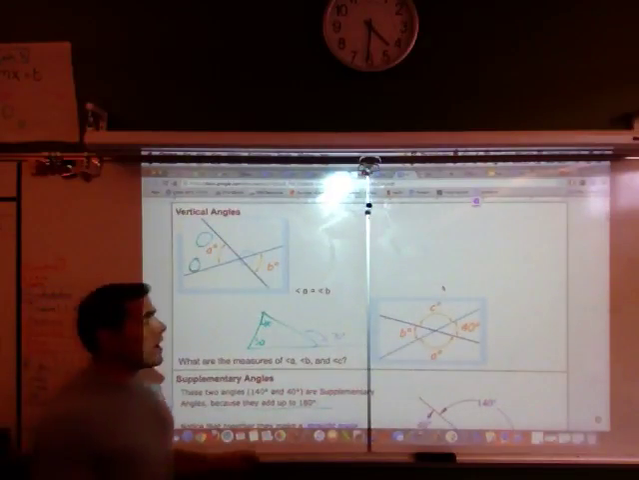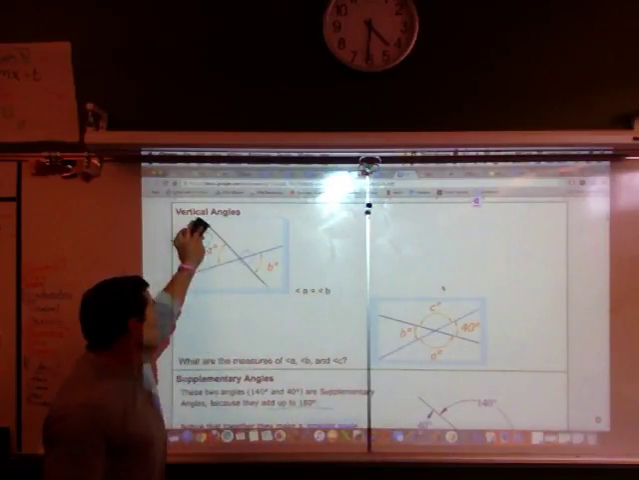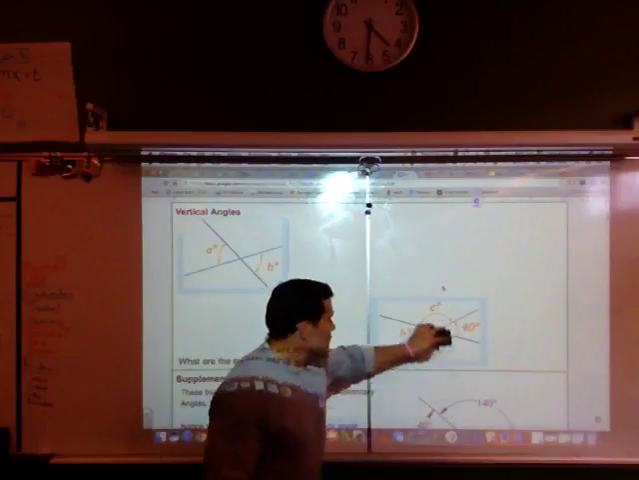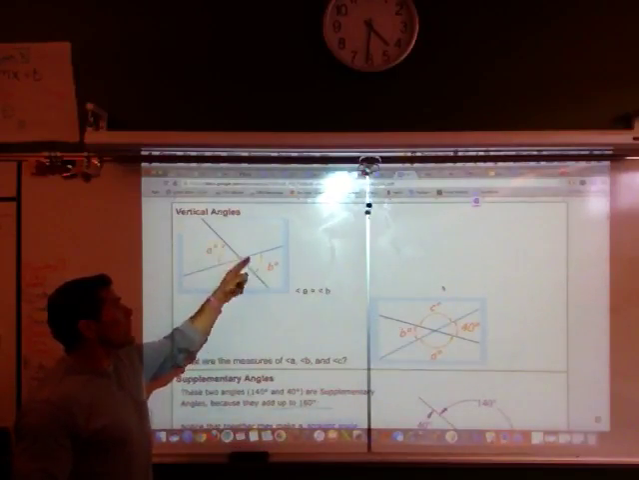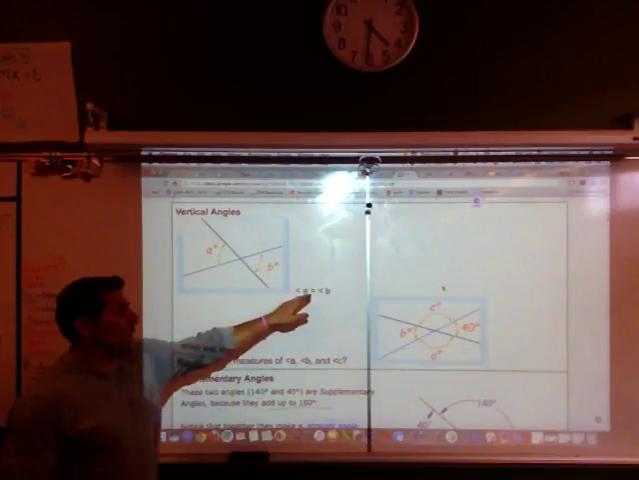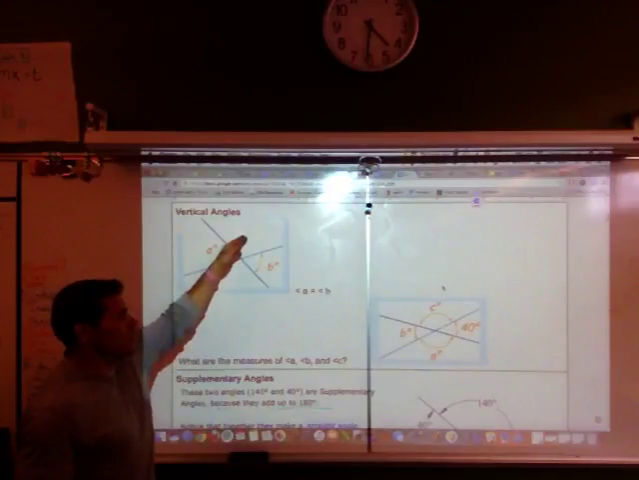The next angle relationship we have is vertical angles. Vertical angles are equal. Vertical angles happen when two angles cross, like this and this. Those are vertical angles. That's A and B, so angle A equals angle B. Right here would be vertical angles. They would be equal to each other.